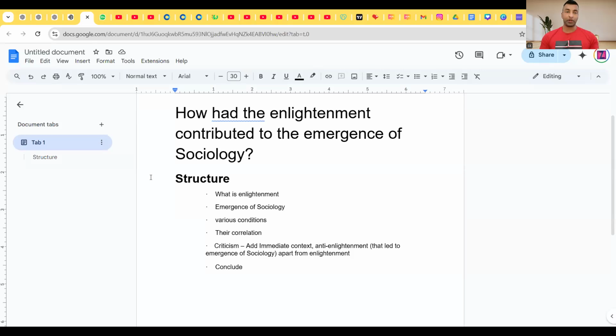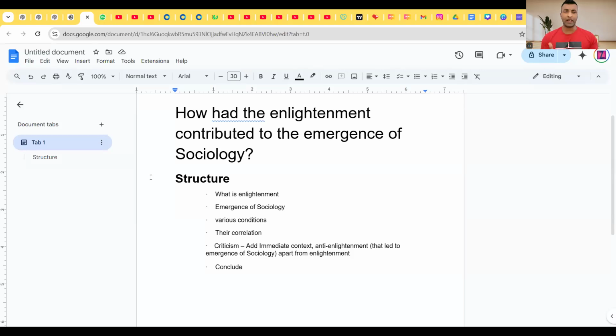So here we will be discussing the question and answer pattern. So there's a revision session, so I'll be giving you a question. So here is the question for you, and then we will try to answer that particular question. Okay. So see, how had the Enlightenment contributed to the emergence of sociology?